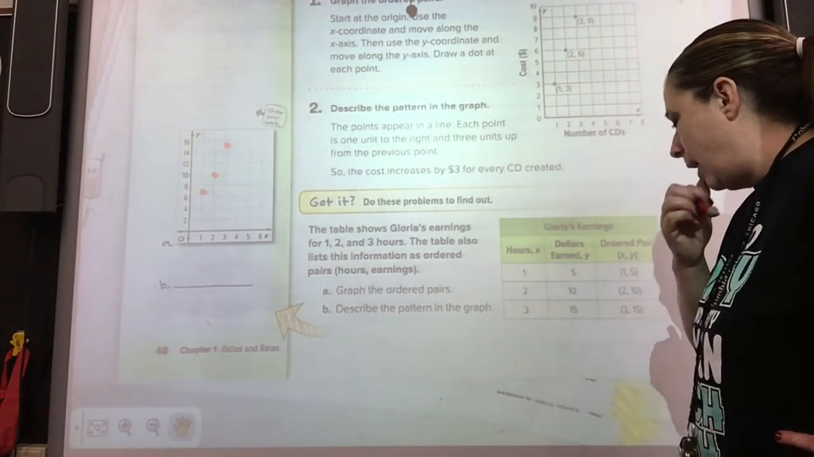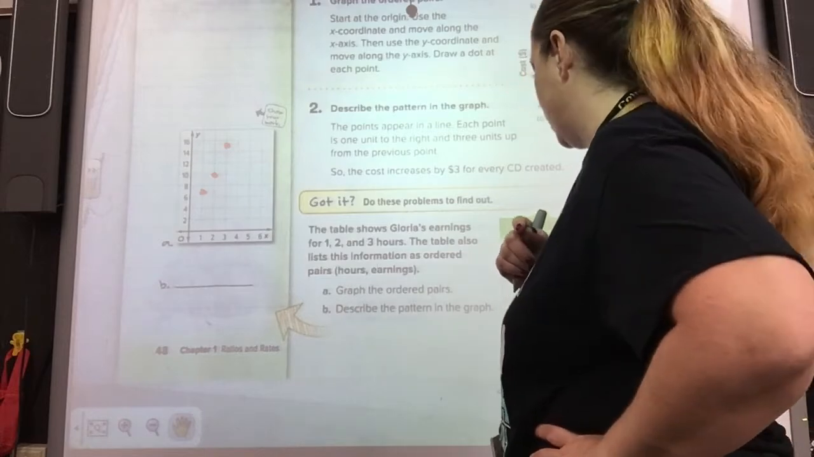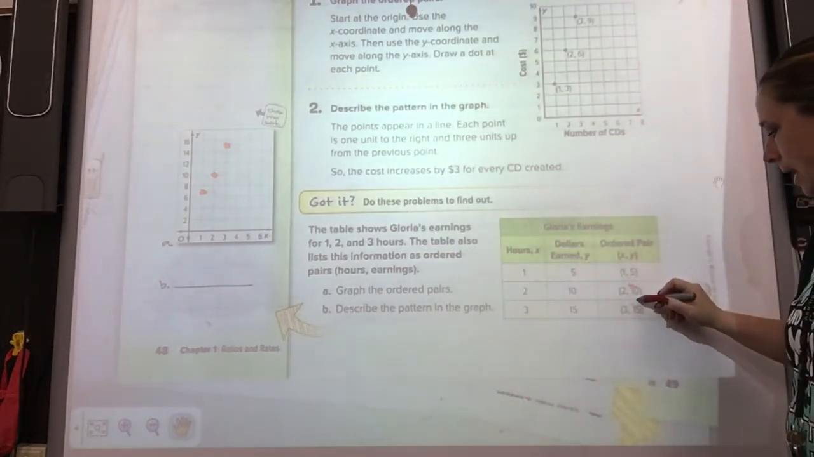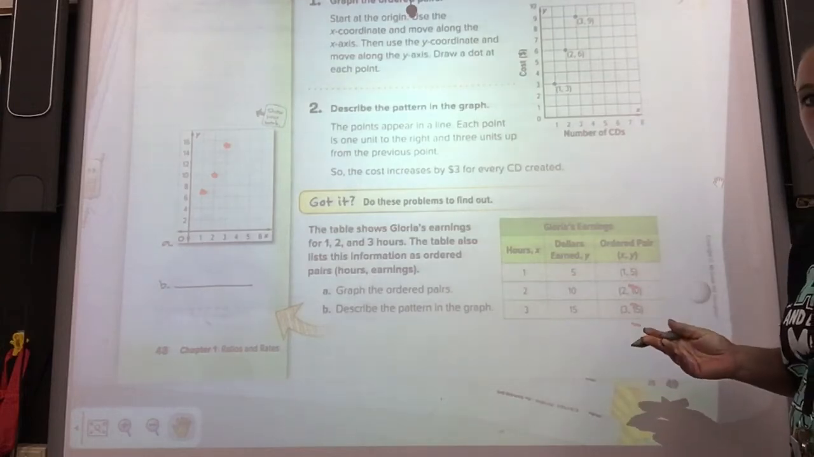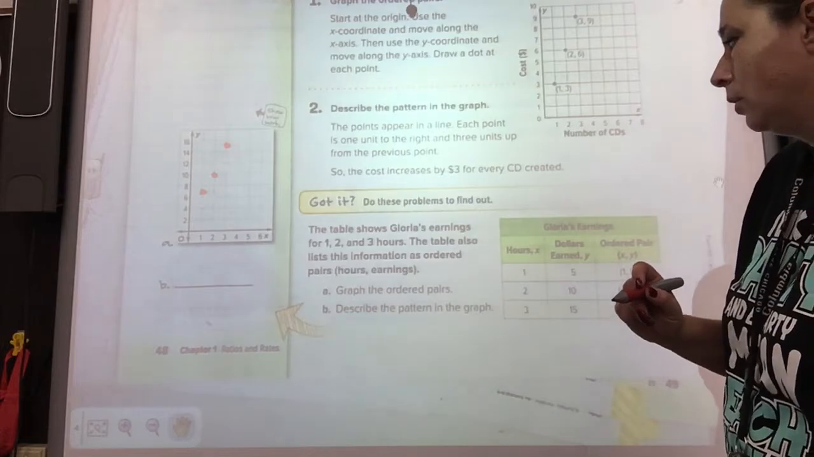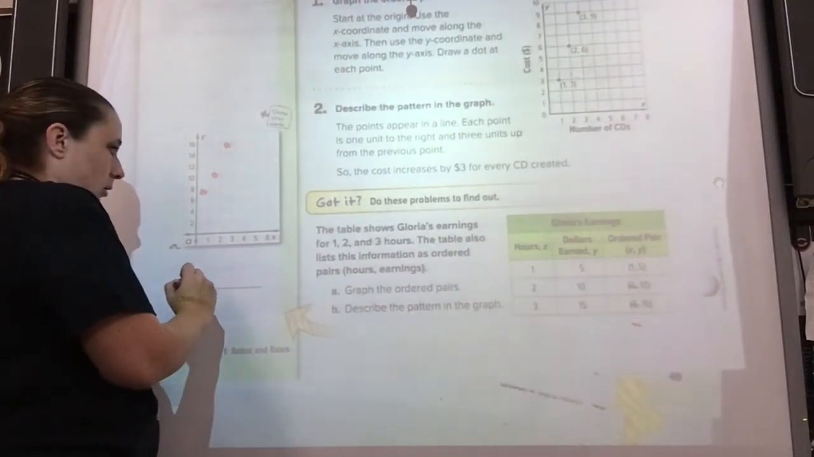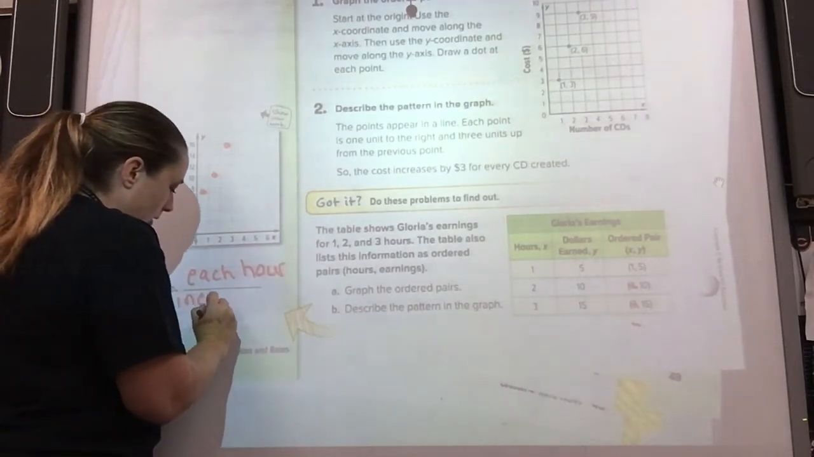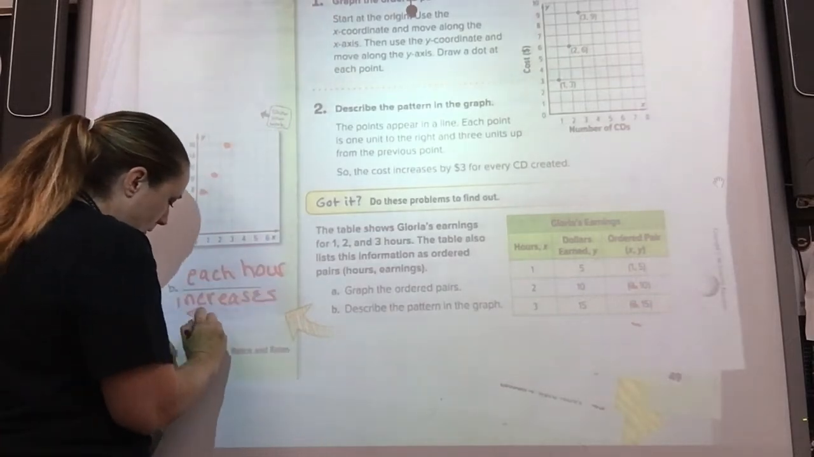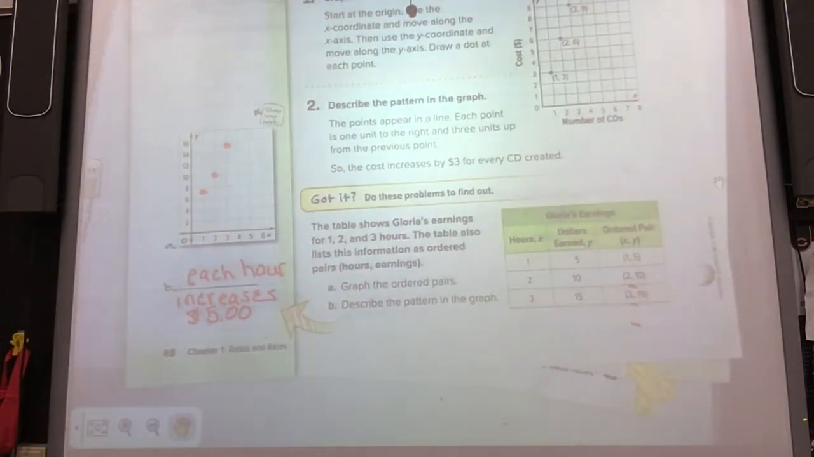So, right now, we graph the ordered pairs, and we have to describe that pattern. So for every hour, how much does she increase? We went from 5 to 10 to 15. So how much are we increasing every hour? Right, $5. So when we describe the pattern in the graph, we could say that every hour increases by $5. My graph just moved. Each hour increases $5. Increases means go up.